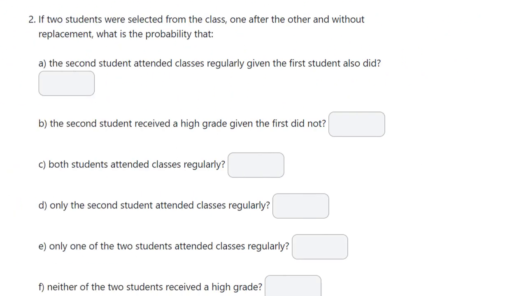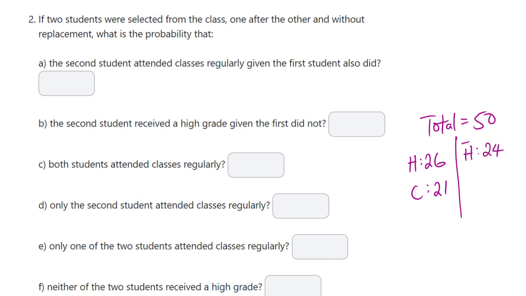So here in number 2, recall we have a total of 50, and then we have 26 with high grade, and we have 21 that attended class regularly. So which means those that did not receive a high grade will be 50 minus 26, that will be 24, and those that did not attend class regularly will be 50 minus 21, that will be 29.